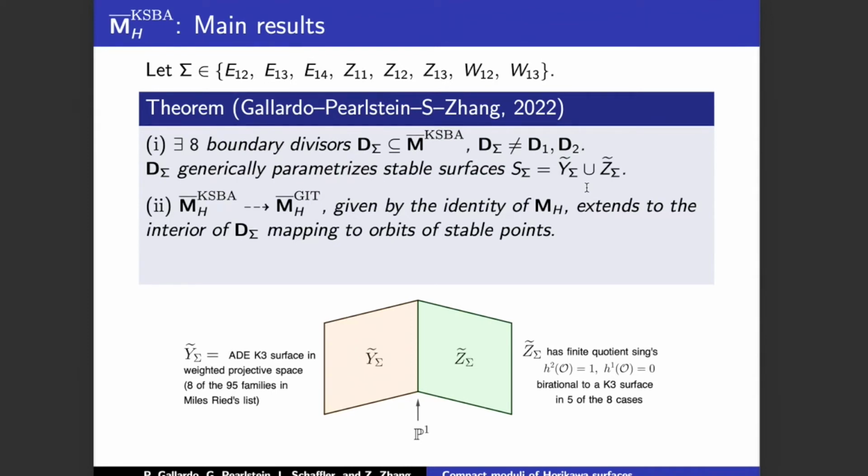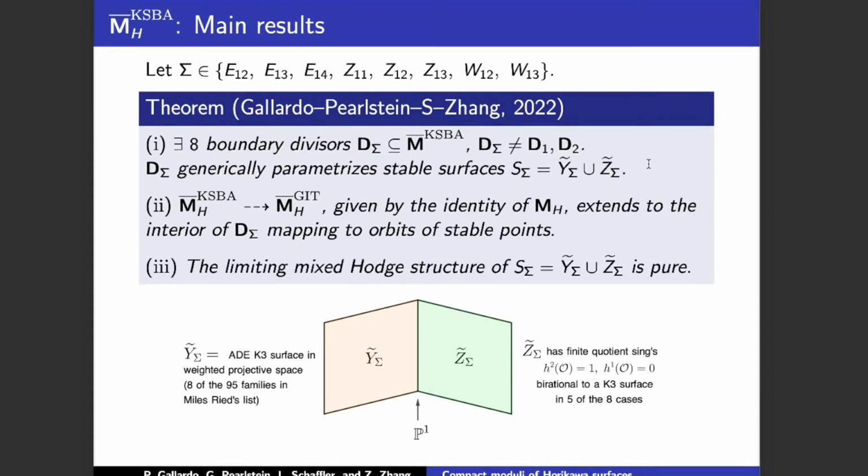Roughly speaking, our Hodge theoretic result is that those stable degenerations that we find are the analog, in the case of Horikawa surfaces, of the curves of compact type, because the limiting mixed Hodge structure of those degenerate surfaces happens to be pure. So this is the end of the statement of the main results.